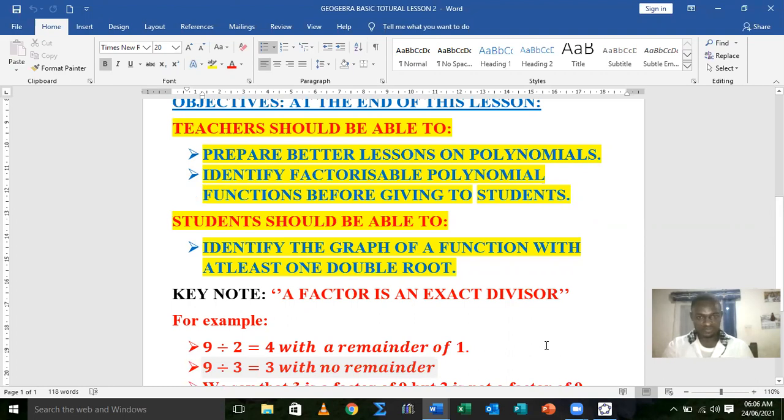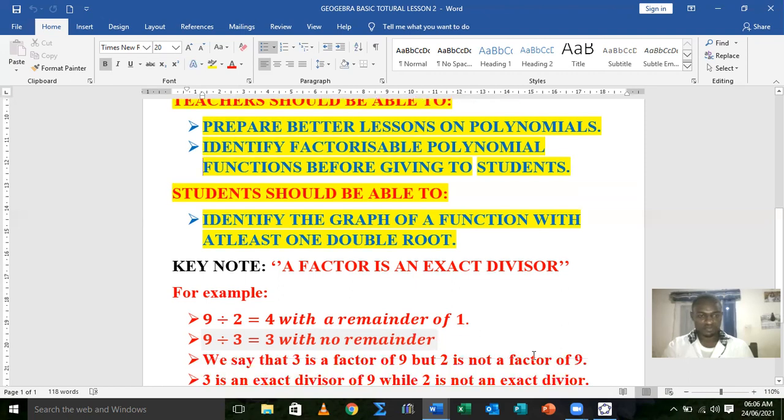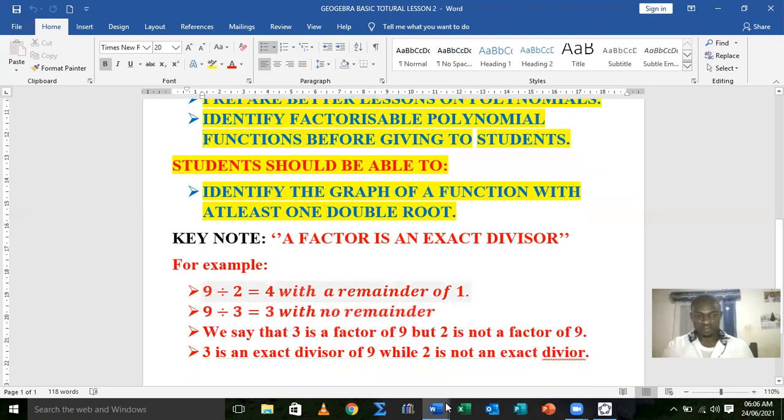As a recall, a factor is an exact divisor. For example, if we say 9 divided by 2, the answer is 4 with a remainder of 1. 9 divided by 3 is 3 with no remainder. In these cases, we say that 3 is a factor of 9, but 2 is not a factor of 9. 3 is an exact divisor of 9, while 2 is not an exact divisor.